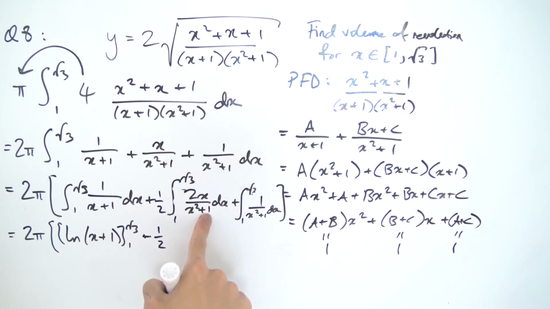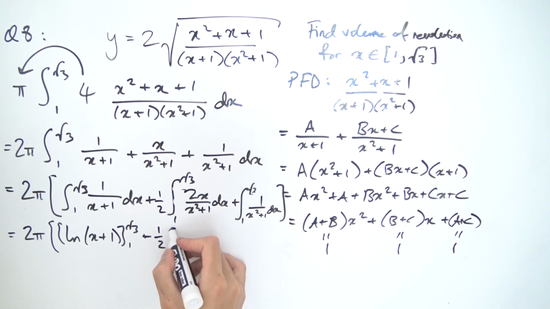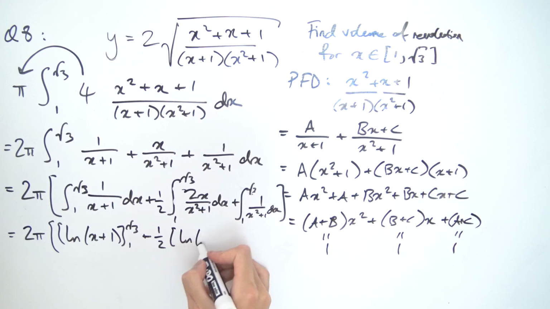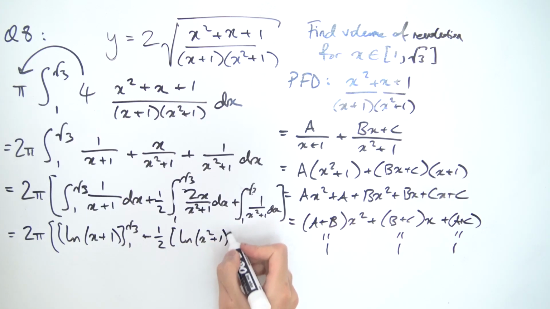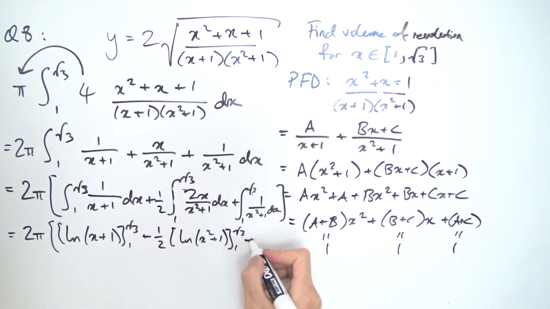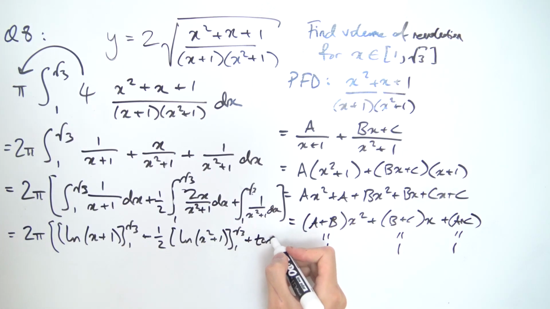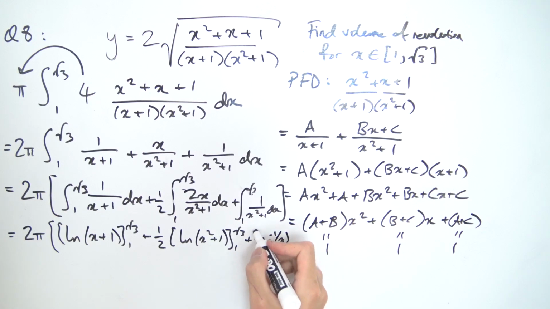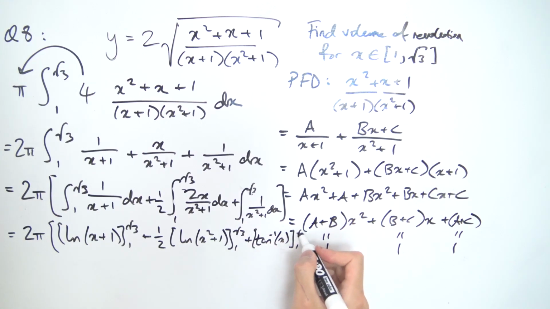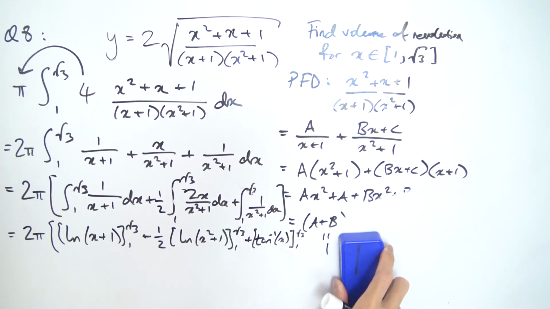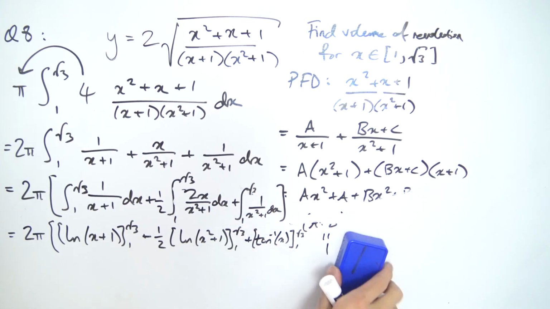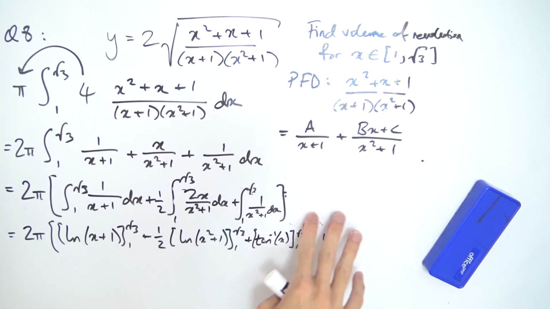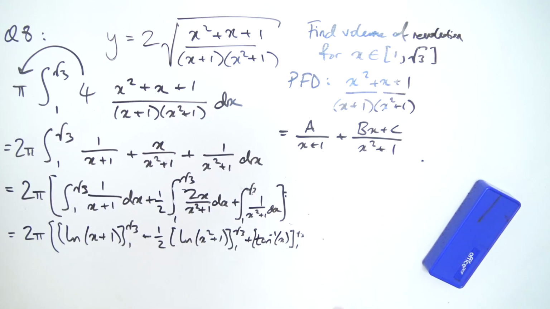Now we have derivative over function, so that's going to give us the natural log of the function itself, x squared plus 1, from 1 to root 3, and this is going to give us arctangent, as I said before, so plus arctangent of x evaluated from 1 to root 3. Let's rub out this working out over here, it's getting a little bit in the way. So now what can we do? Well, we just sub in the bounds and we more or less get our answer.